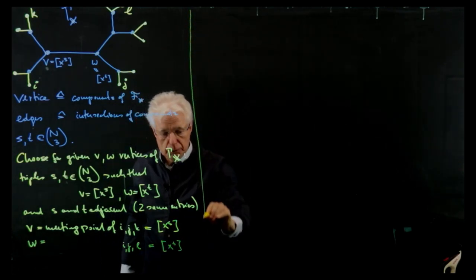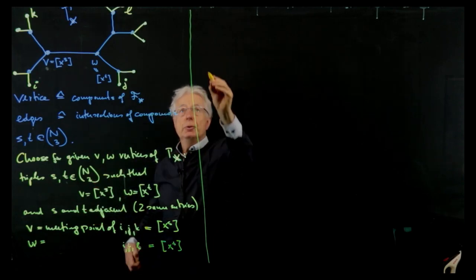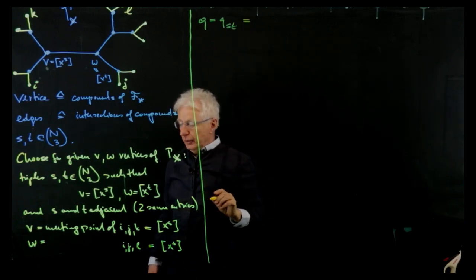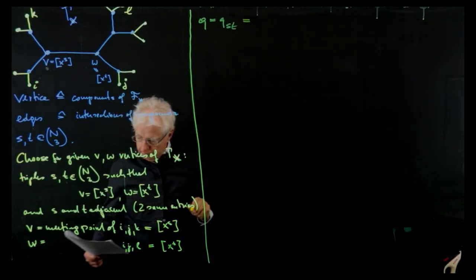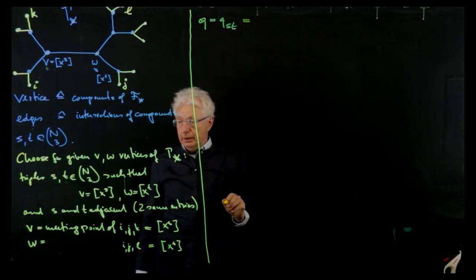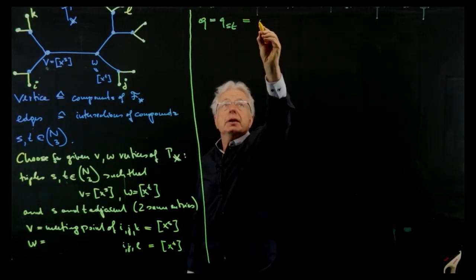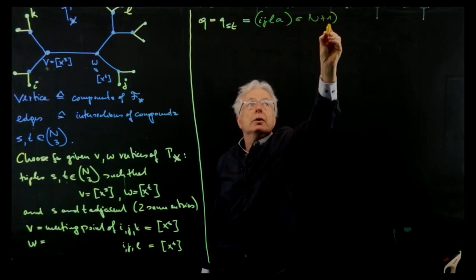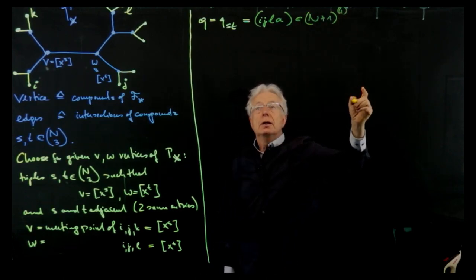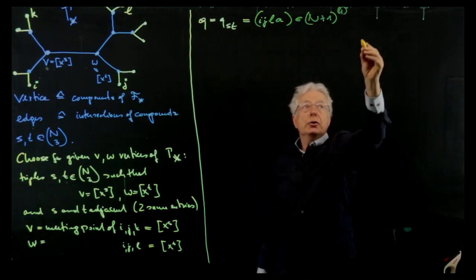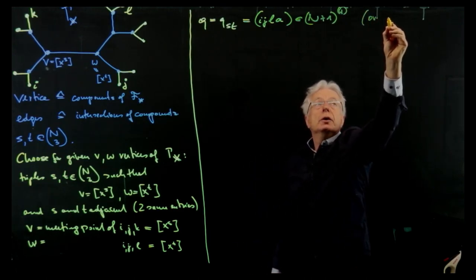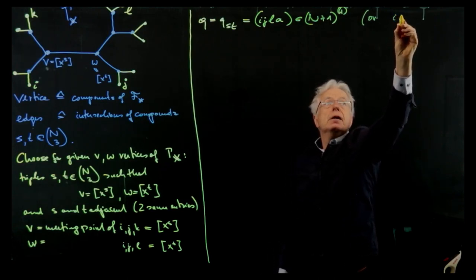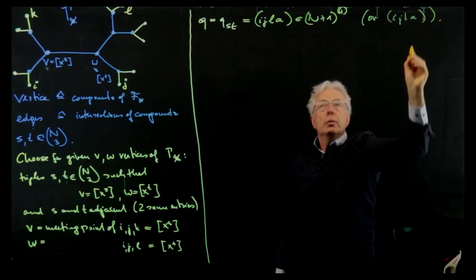Of course, I'm choosing very specific triples, and now I will choose q equals qst. Now the quadruple will involve our label A, so we take IJLA, and this is now in (n+1)^4. So there is a symmetric choice. We could also choose IJKA. It works in the same way.